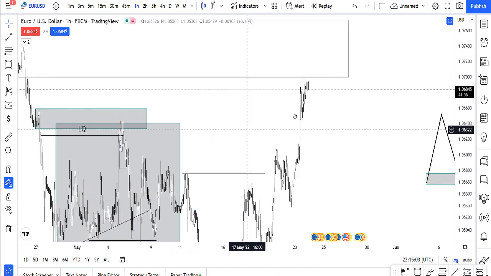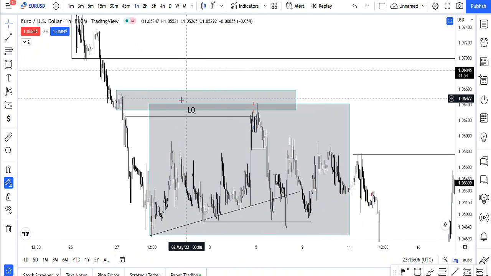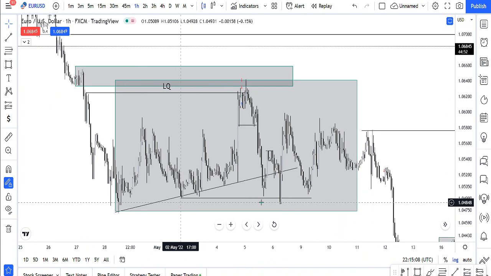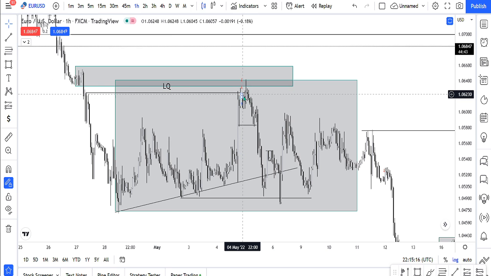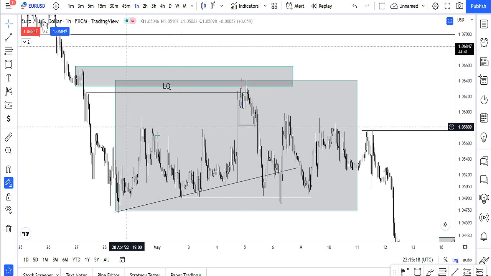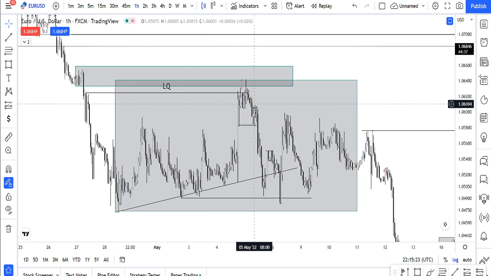I do have a supply trade that I took here. So we had some liquidity down here. There was this range, but it slowly pulled up to this area of supply. There was liquidity marked up here. Price took that out, and also took this area of liquidity out as well. And then price obviously pulled lower.